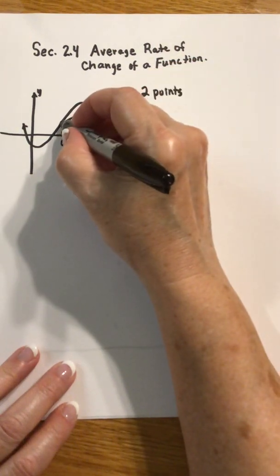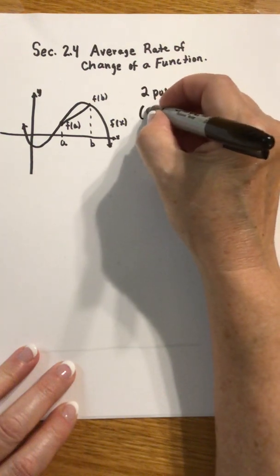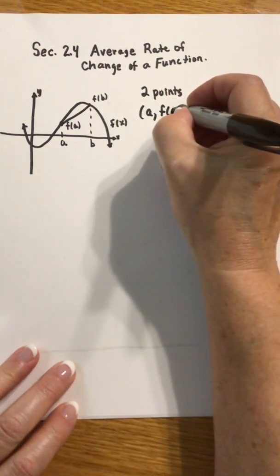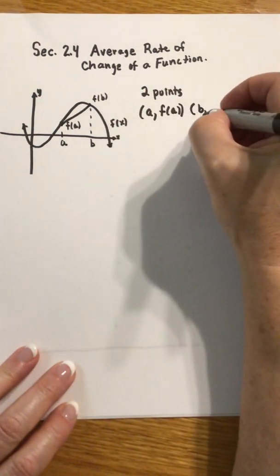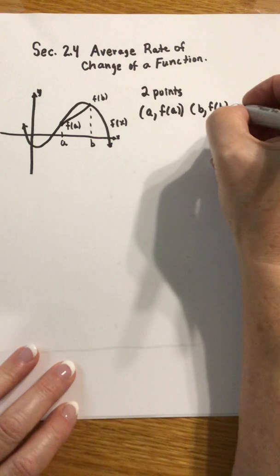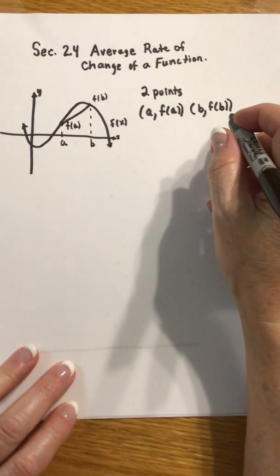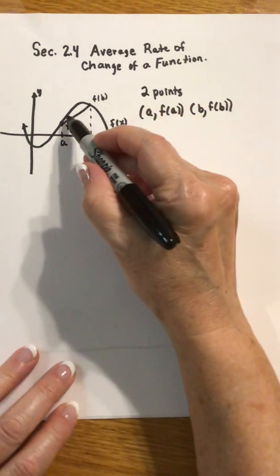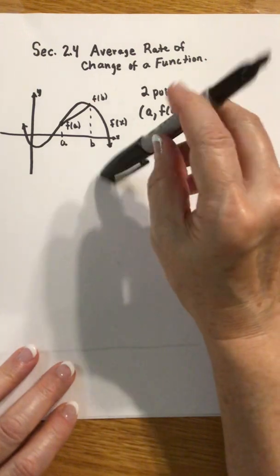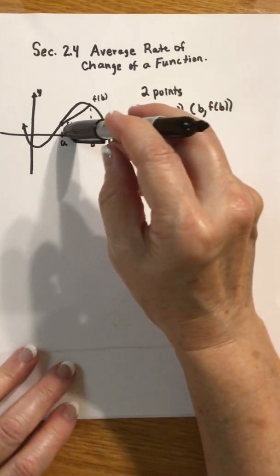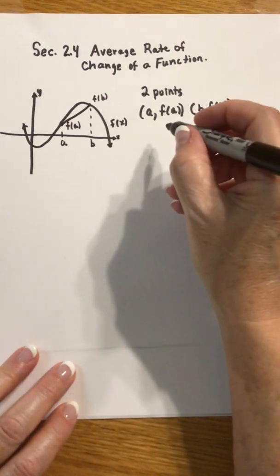So what is the name of this point going to be? Well, we go out a and up f of a. So the point's going to be a, comma, f of a. And this one's going to be b, comma, f of b. So we're taking the difference in the y's over the difference in the x's to find the slope of this line. So we're calling that now the average rate of change. Because we don't have a line, we have a curve that's going to have a lot of different rates of change on the function.